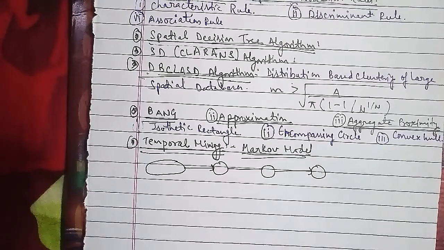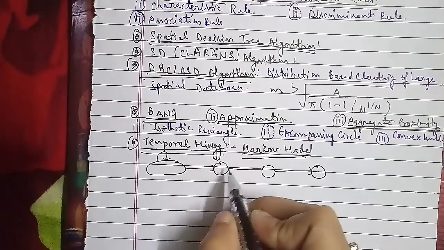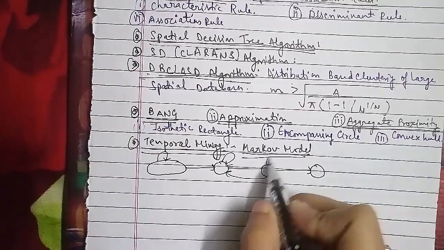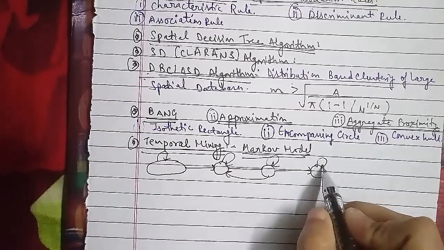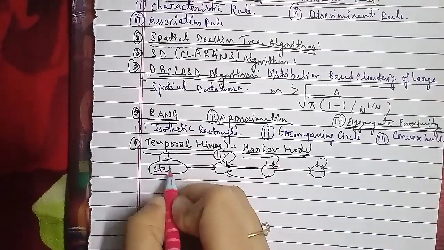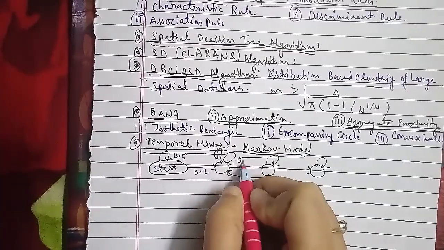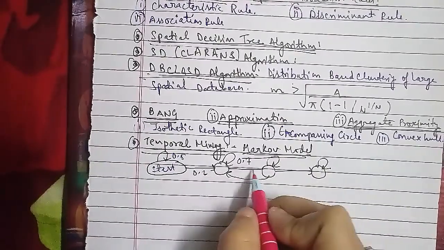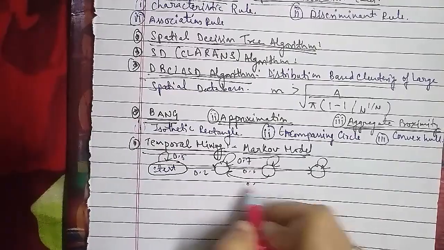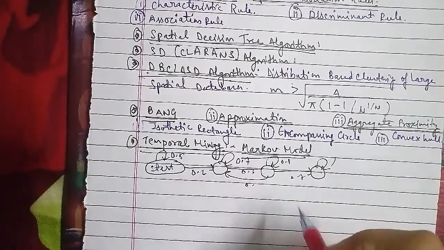Here, this is your start, with transition probabilities 0.5, 0.2, 0.7, 0.6, and 0.1, and it returns with 0.8, 0.7, and 1. So this goes on in a simple Markov model.